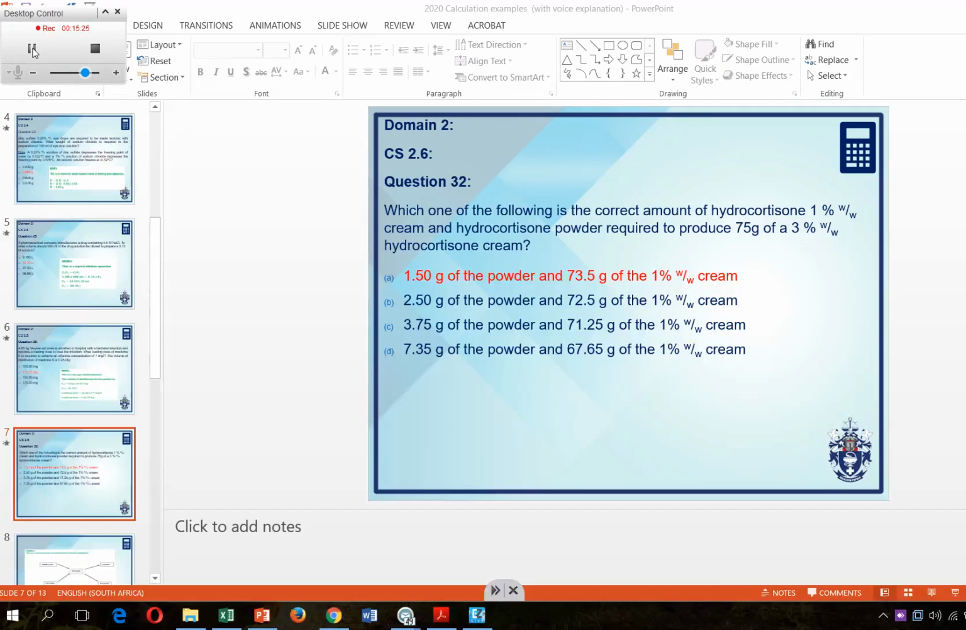From this calculation, you have to note that we have a 1% cream to start with, and a concentration term that was not specifically noted, but you have to know, is if you have hydrocortisone powder, it means that it's only hydrocortisone powder. So the percentage strength of this will be 100%. So in fact, you have a 1% weight per weight cream and 100% weight per weight powder, and that you have to use to prepare a 3% weight per weight cream. So this is a typical example of an allegation calculation.